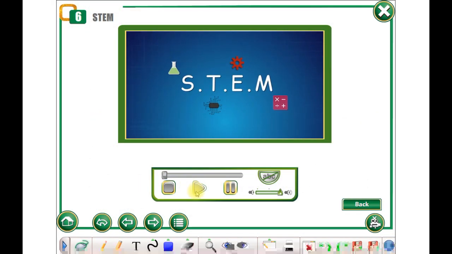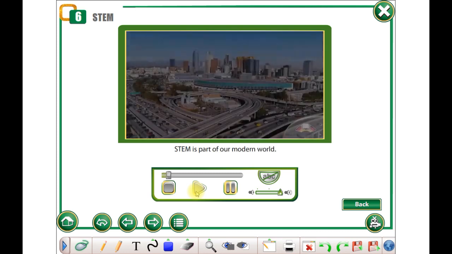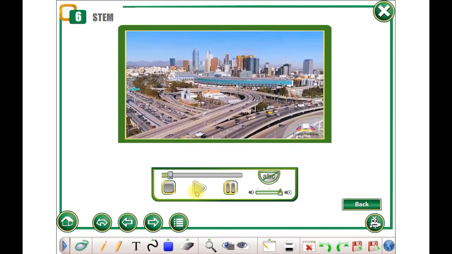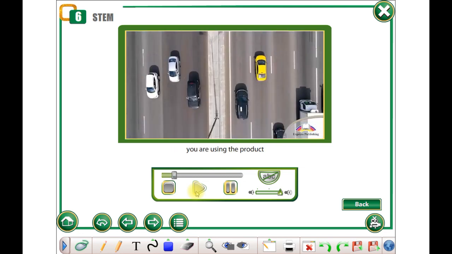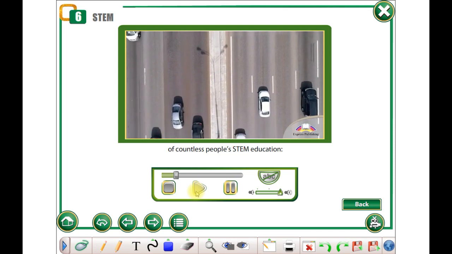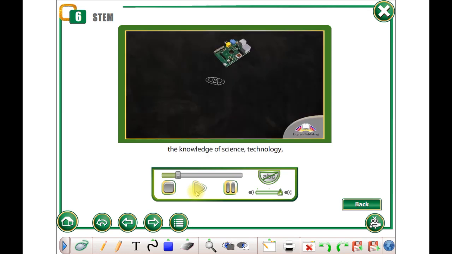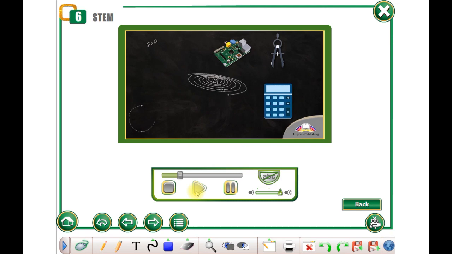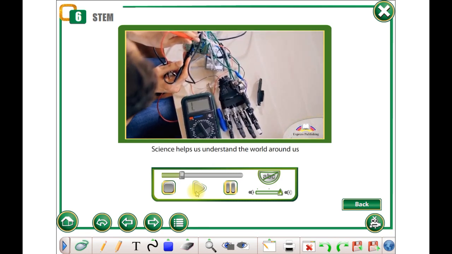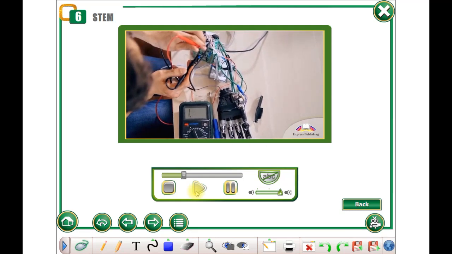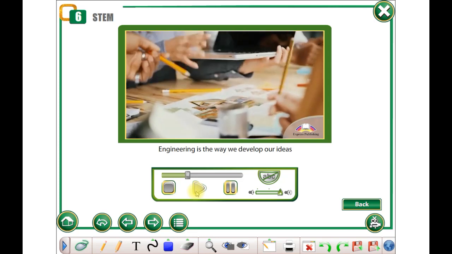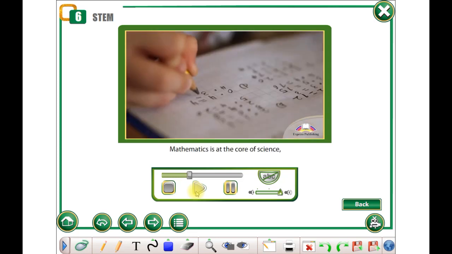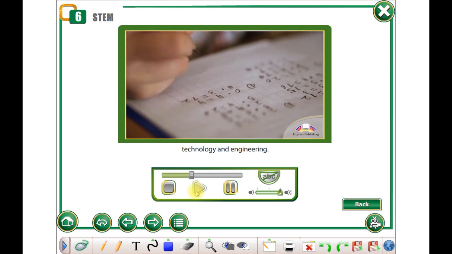STEM. STEM is part of our modern world. Every time you get in a car, enter a building, or pick up a smartphone, you are using the product of countless people's STEM education, the knowledge of science, technology, engineering, and mathematics. Science helps us understand the world around us and create new ideas about it. Technology is the product of our new ideas. Engineering is the way we develop our ideas into something tangible. Mathematics is at the core of science, technology, and engineering.